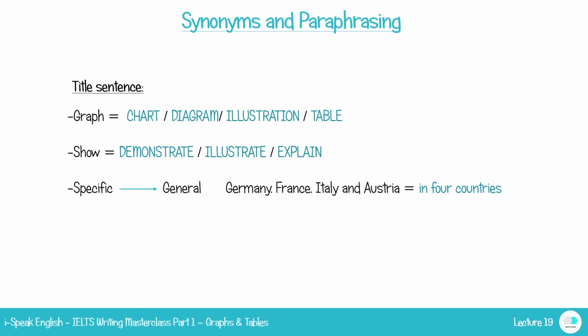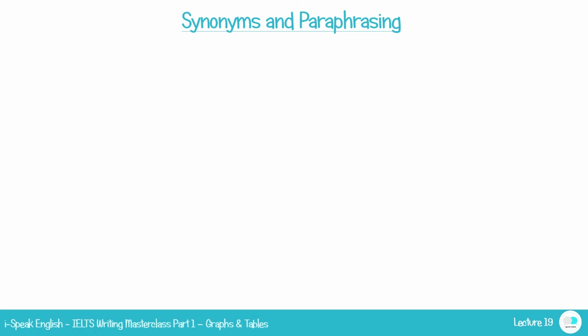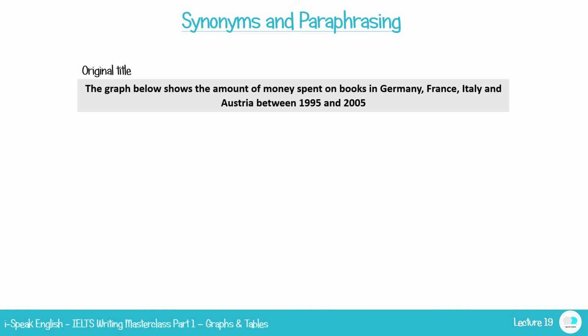If you get something specific, write it generally in your paraphrase. So again, if you have specific countries, you can make that very vague or very general, and you can just say in 4 countries. And vice versa. If you get something general, make it specific. So if you get over 10 years, be specific about those years, between 1995 and 2005, if that information is available to you. Okay, so now let's take a look at how that makes a difference in paraphrasing.